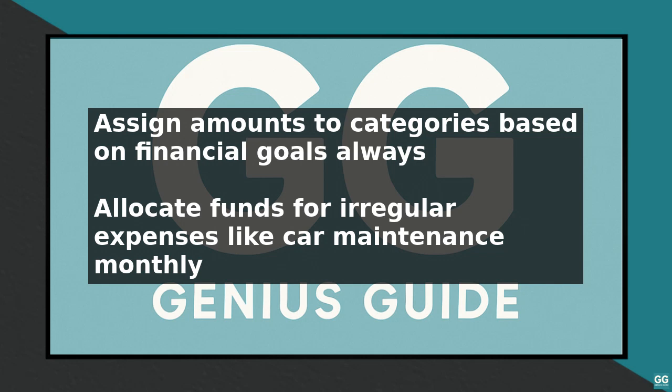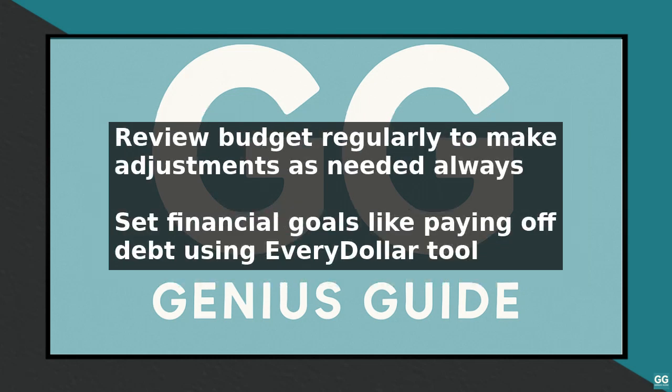As you track your expenses, you will be able to see how much you have spent in each category and make adjustments as needed. You can also set up alerts to notify you when you are getting close to exceeding your budget in a particular category. To get the most out of EveryDollar, make sure to review your budget regularly and make adjustments as needed.